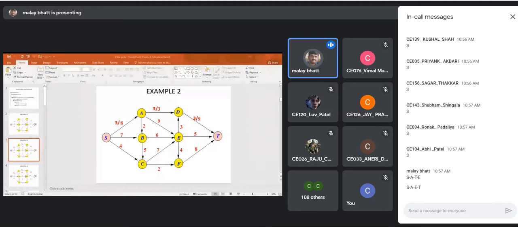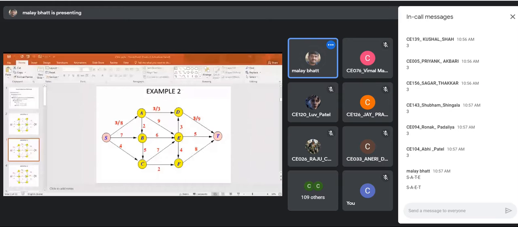So now as a result, we'll get the new flow value, which is the minimum of all these three. That is 5, so we get the total flow as 8, into the terminal and from the source also. Clear?